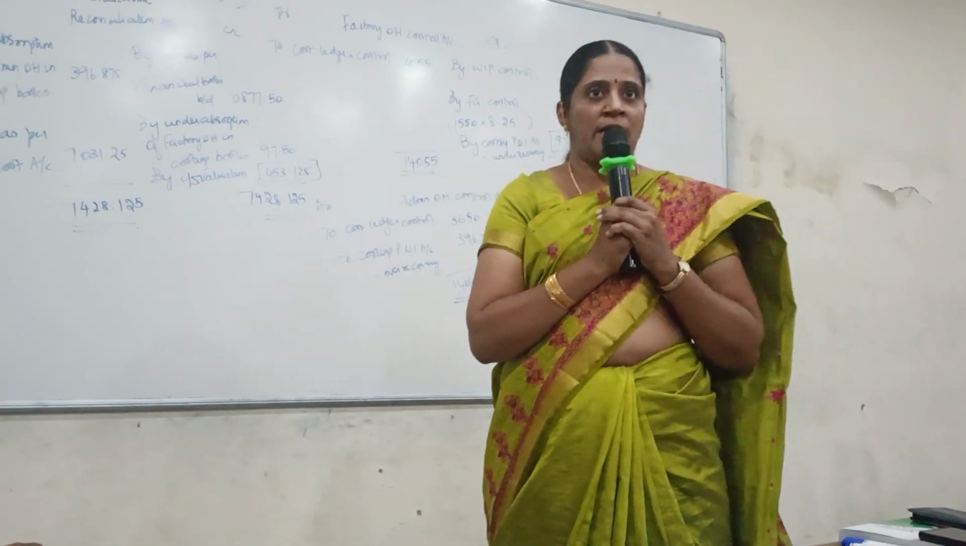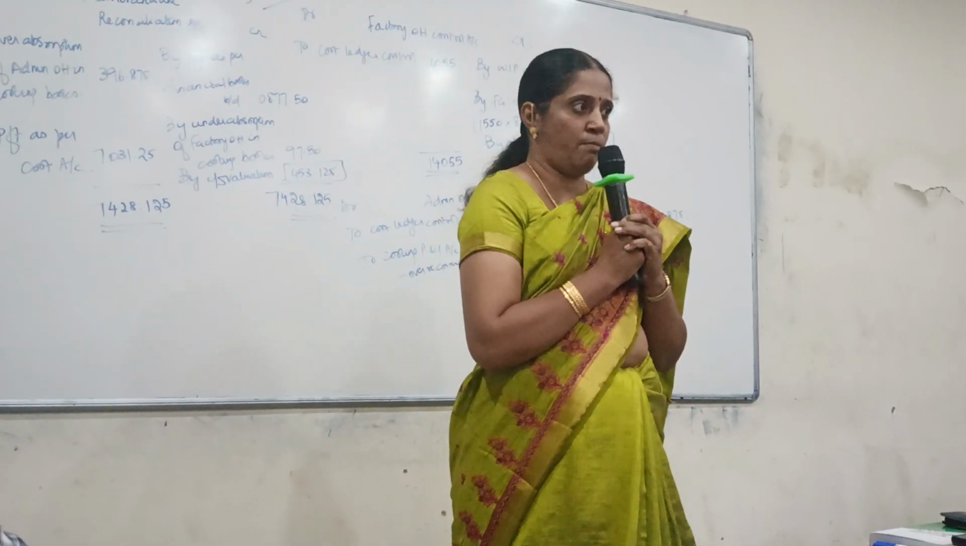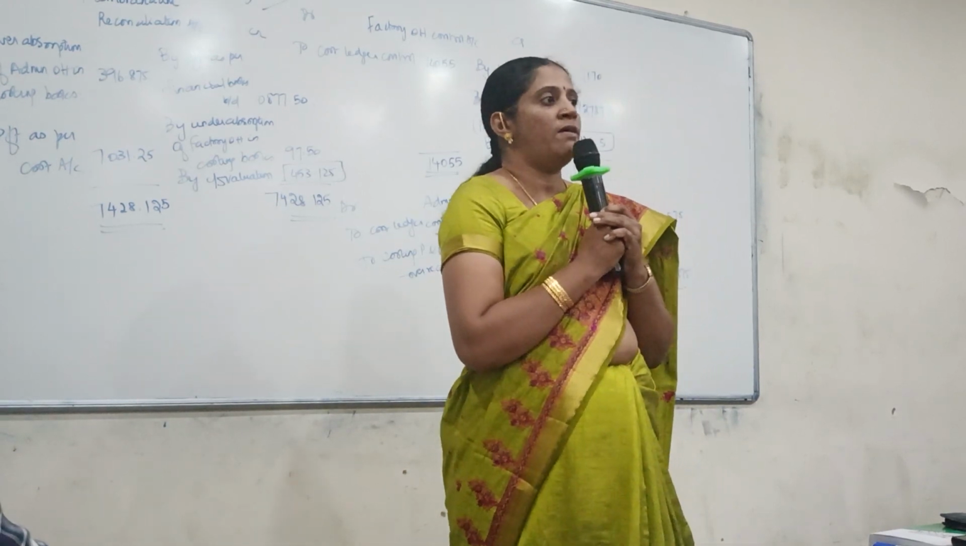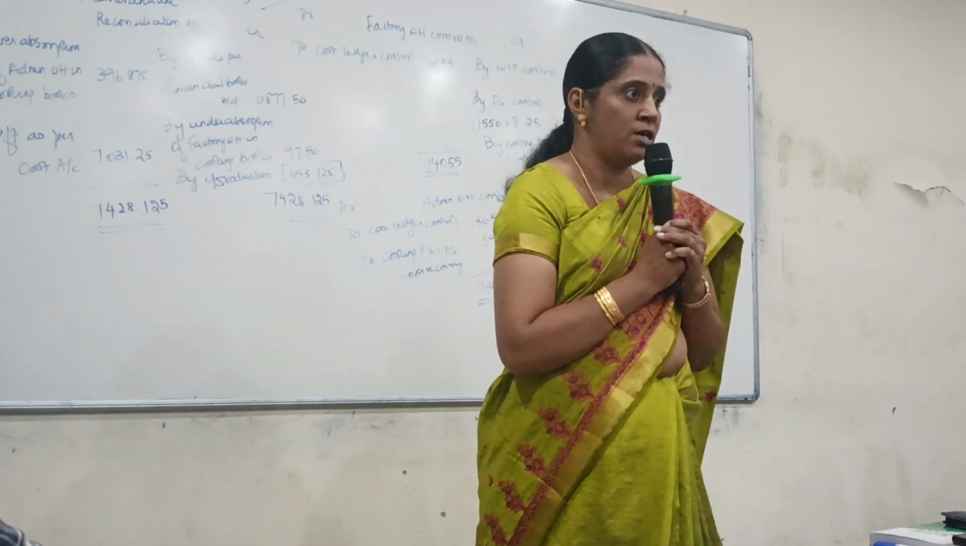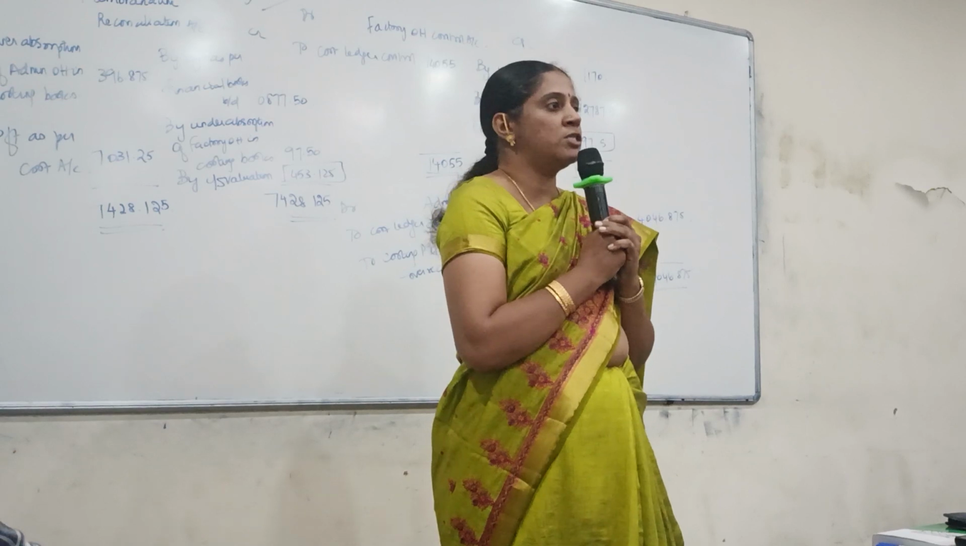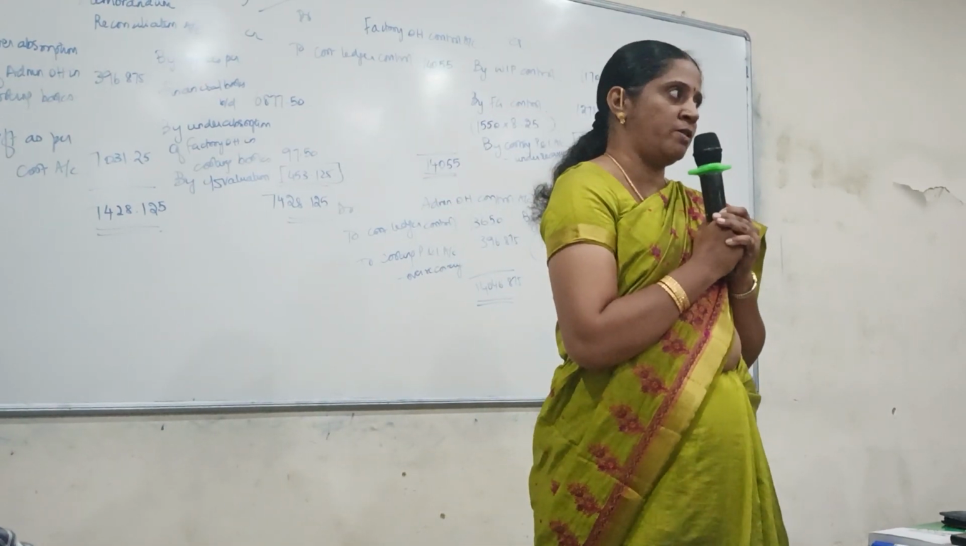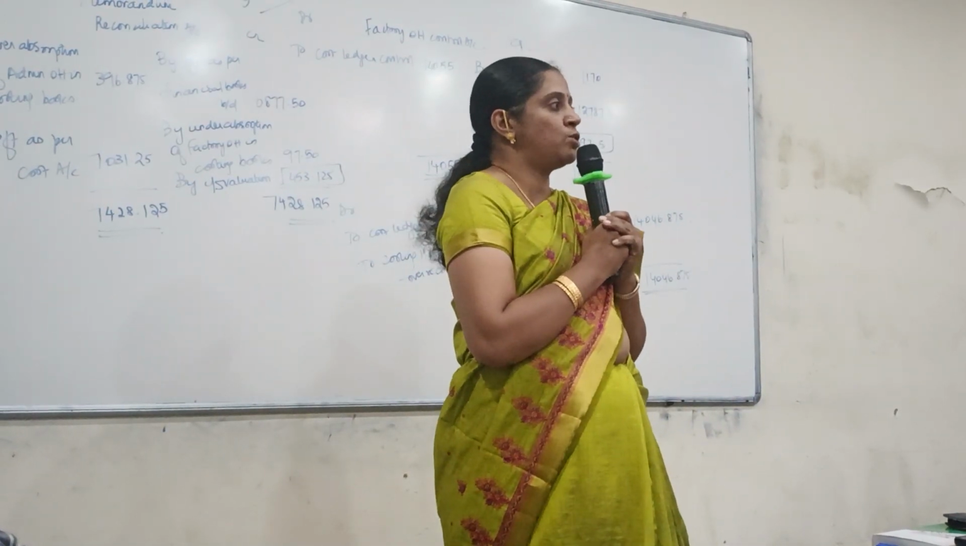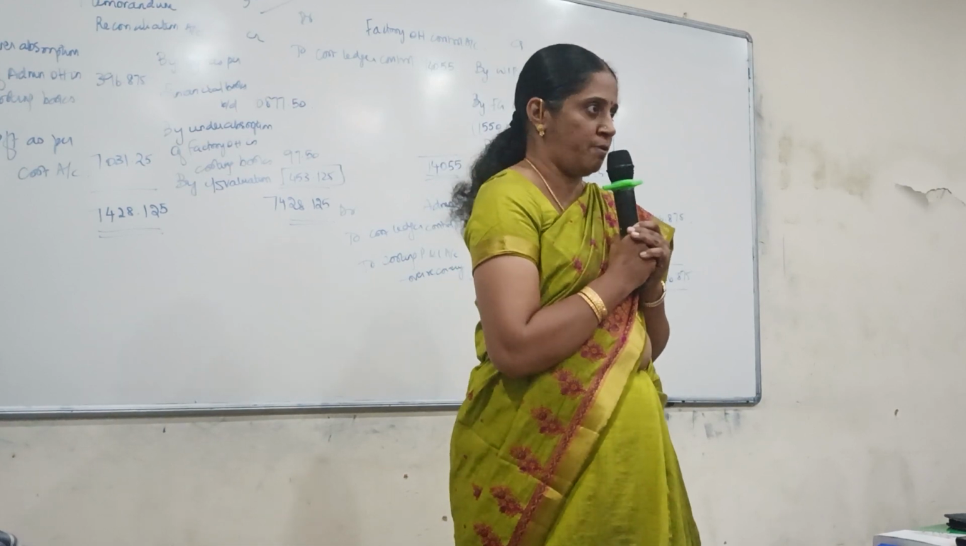Average stock level is maximum stock level plus minimum stock level by 2. Or minimum stock level plus half of reorder quantity. Danger level is normal consumption into time required for emergency purchase or minimum consumption into time required for emergency purchase.